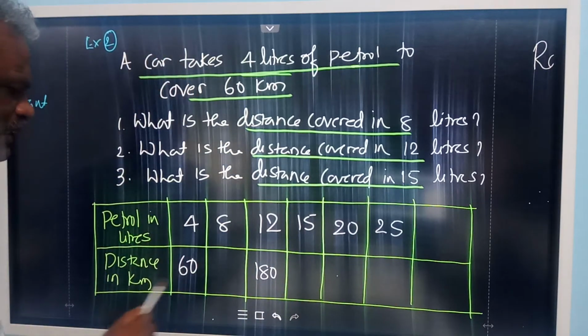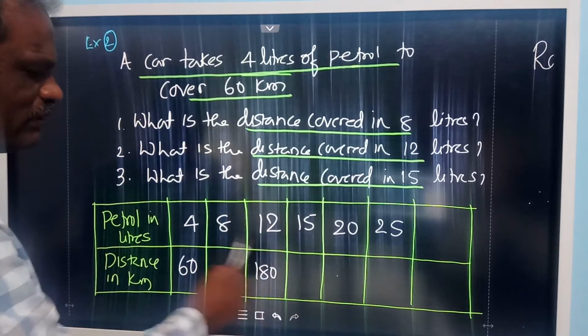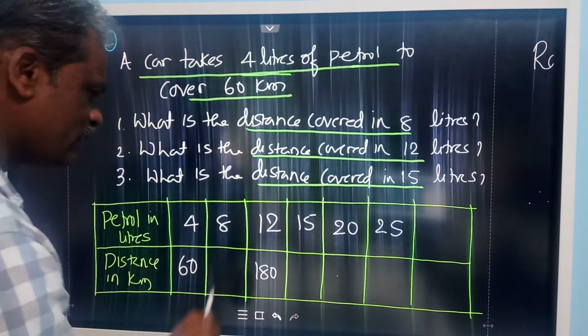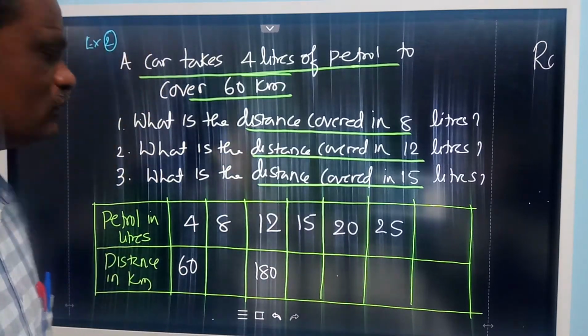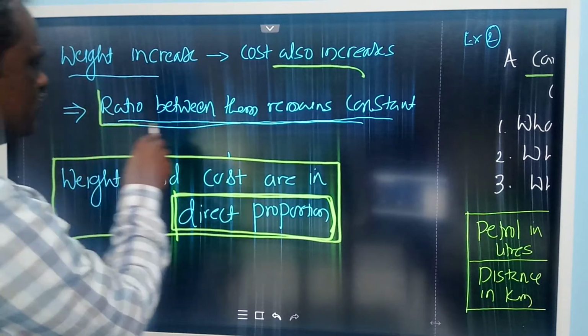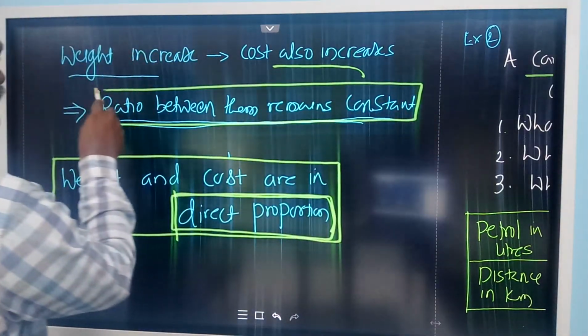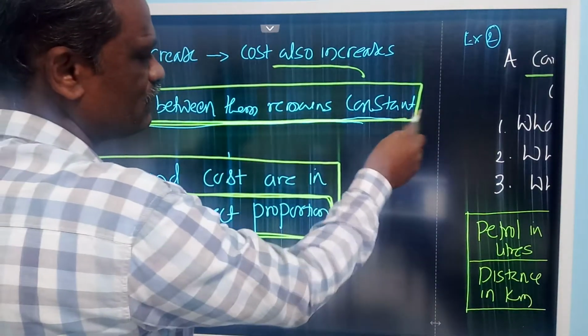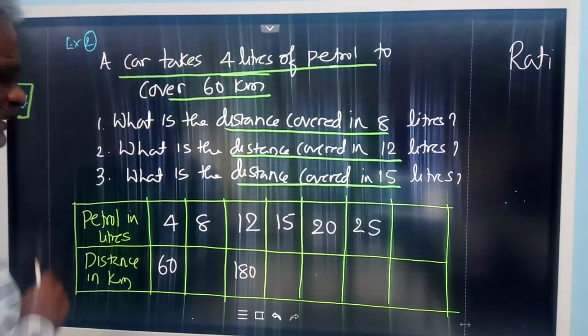So 4 liters means 60 kilometers. 12 liters means 180. Then how to find the remaining here? You can use the property. What is the property? The ratio between them remains constant. This property you can use here.